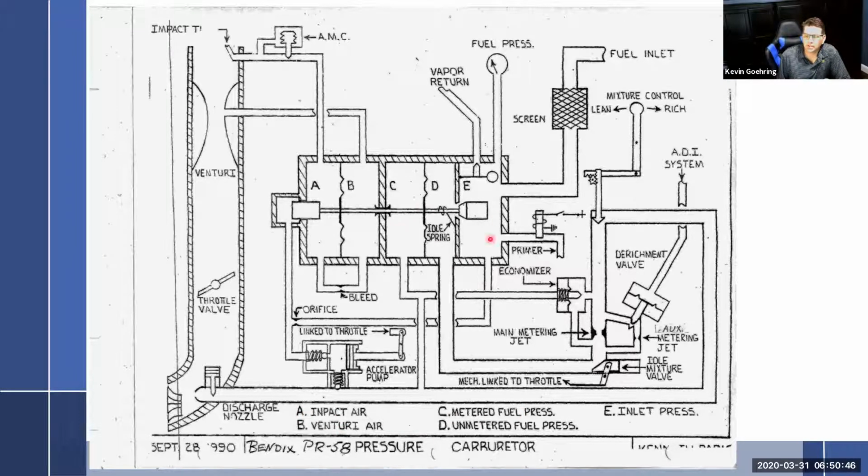All right, fuel comes into the fuel inlet through the screen into chamber E. So in chamber E, it is going to represent fuel pressure. In fact, it says that right up here, fuel pressure, so that's fuel inlet pressure.